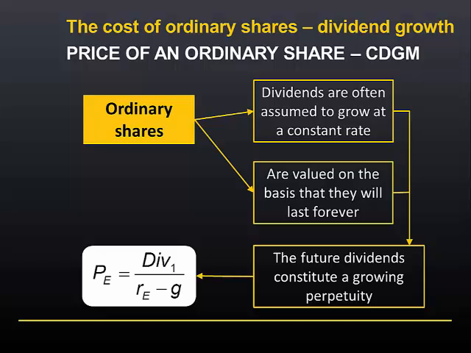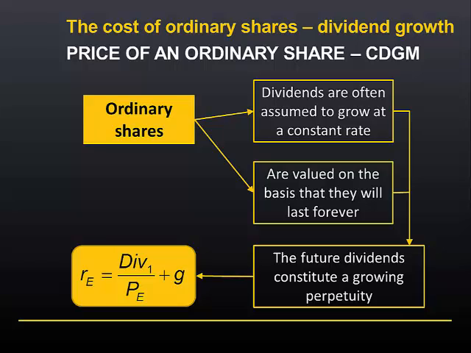So if we rearrange this equation to get the cost of ordinary shares by itself, we get this equation. The cost of equity, based on the constant dividend growth model, is next year's dividend divided by the current price of the ordinary shares plus the growth rate.